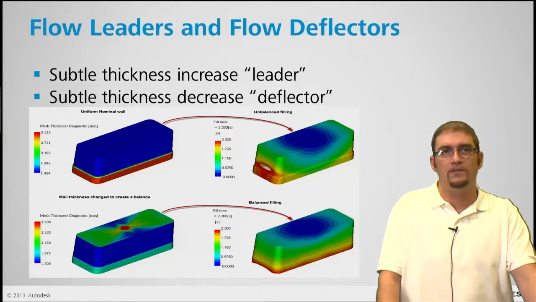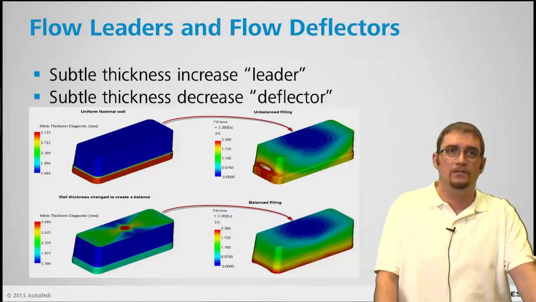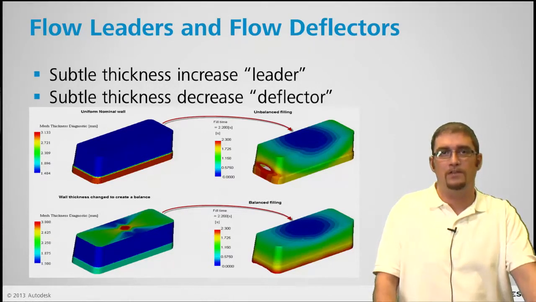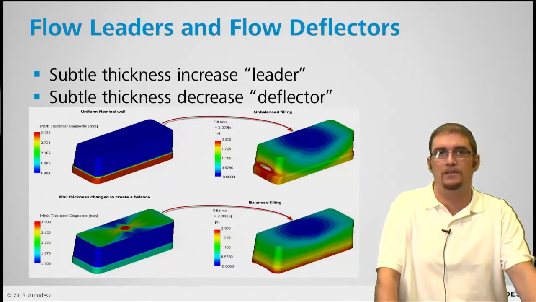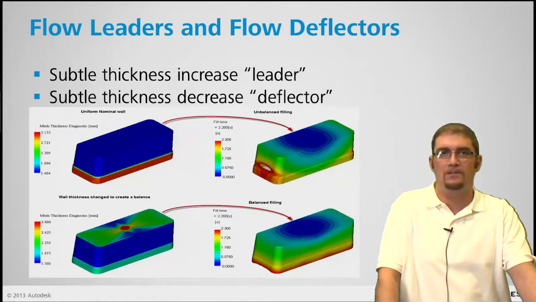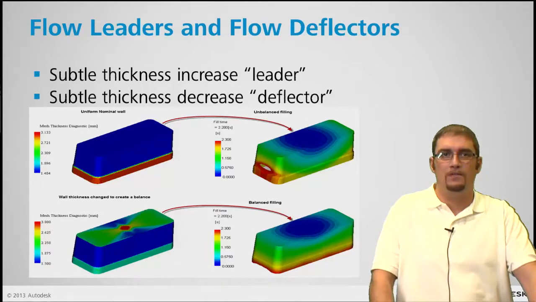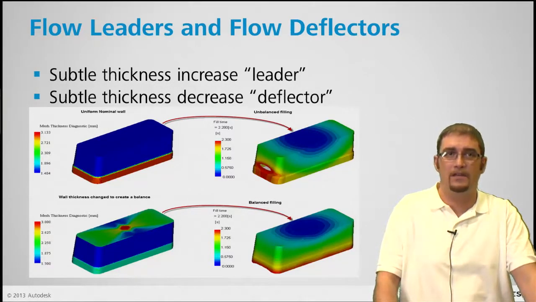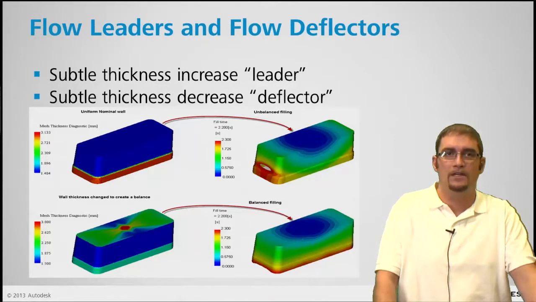So what we can do is use a flow leader, which is a subtle thickness increase, and or a flow deflector, which is a subtle decrease in the wall thickness. And what that does is just allows the flow to be promoted along that longer flow length, and it delays it in the shorter flow length.